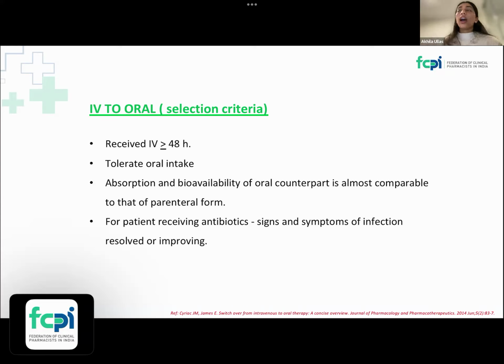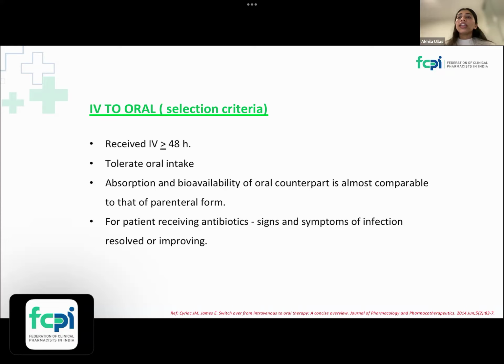And tolerate oral intake. See, in the ICU, if the patient is on IV medication, gradually after 1 or 2 days, we give some sips of water through the mouth, or sips of other liquids like food, which we blend and give through their RT tubes or orally.